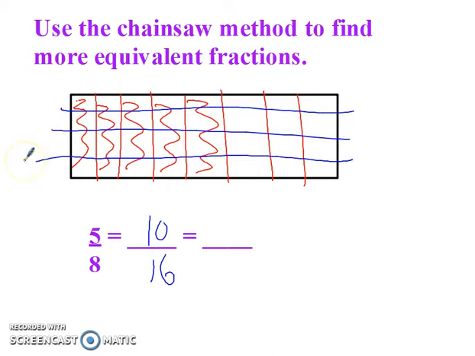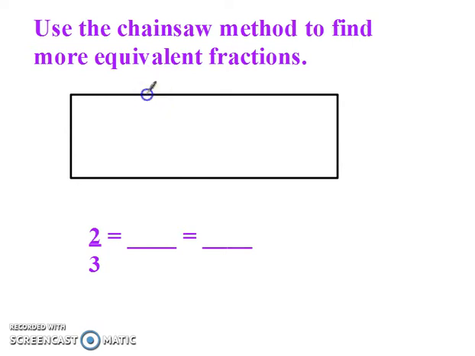I'm going to cut twice this time. So now I've got 5, 10, 15, 20 shaded, and 8, 16, 24, 32 in all. So 5/8 is the same as 20/32.